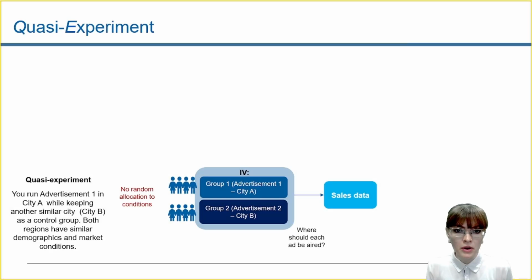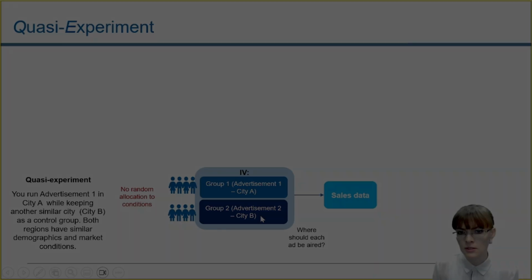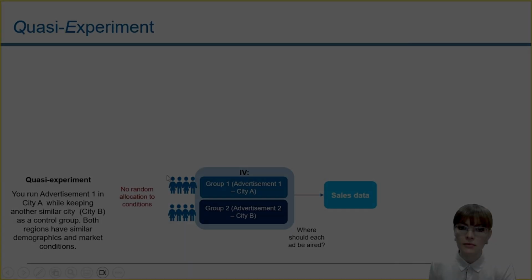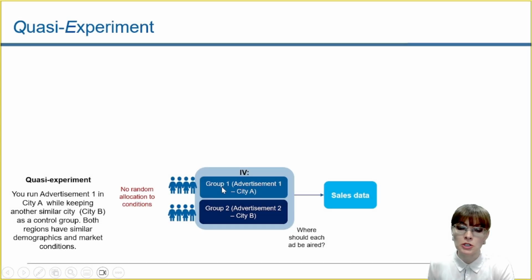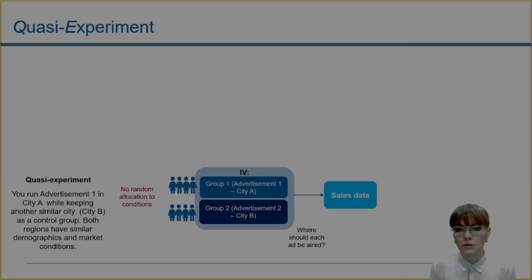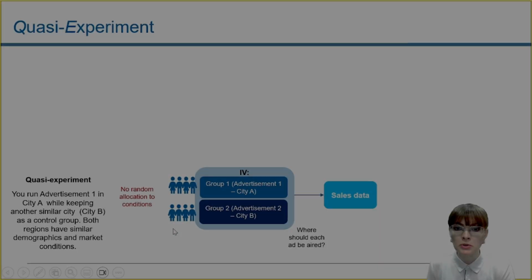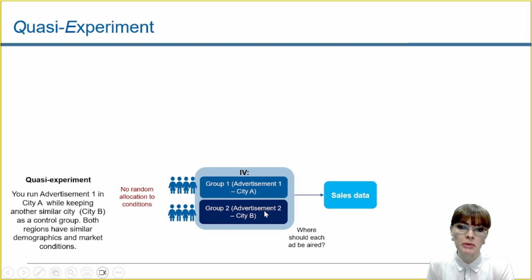In terms of marketing, that takes place when we are trying to test the effectiveness of different advertisements in different cities or different geographic locations. In this case, people who live in city A are allocated to this condition by default, right? They are exposed to advertisement one, and participants who live in city B, naturally, will just watch advertisements in city B. Now, of course, if those cities are very close to each other, people may travel, so that creates a bit of a problem.